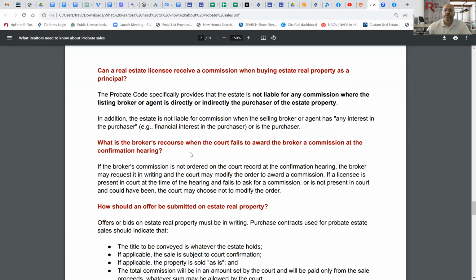What is the broker's recourse when the court fails to award the broker a commission at the confirmation hearing? If the broker's commission is not ordered on the court record or at the confirmation hearing, the broker may request it in writing and the court may modify the order to award a commission. If a licensee is present in court at the time of the hearing and fails to ask for a commission, or is not present in court and could have been, the court may choose not to modify the order. So make sure you're asking for the commission. You might want to show up to the hearing.